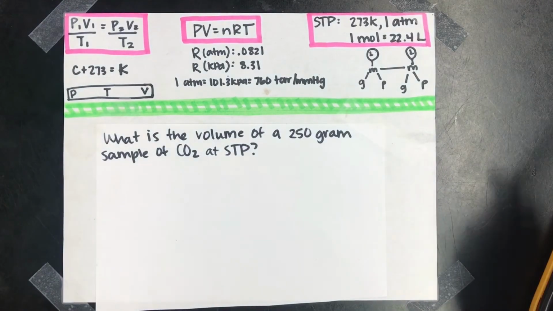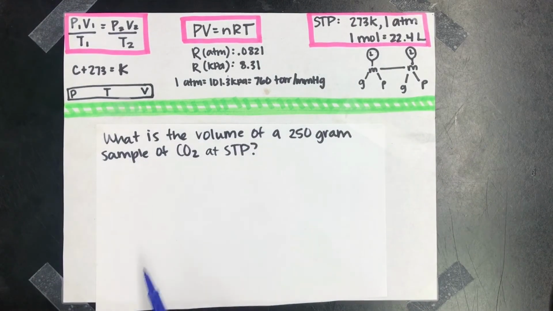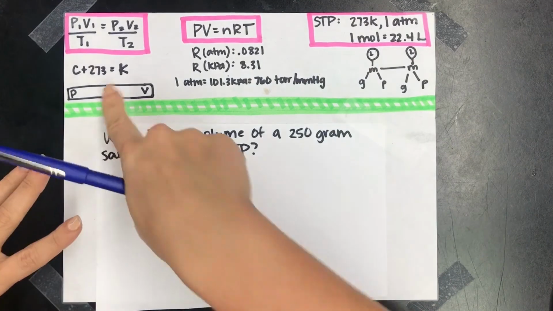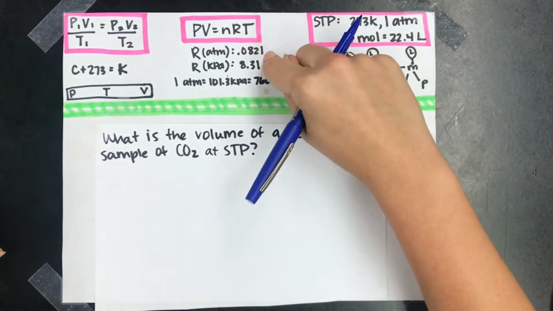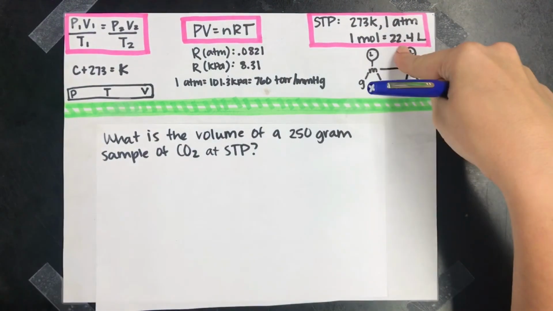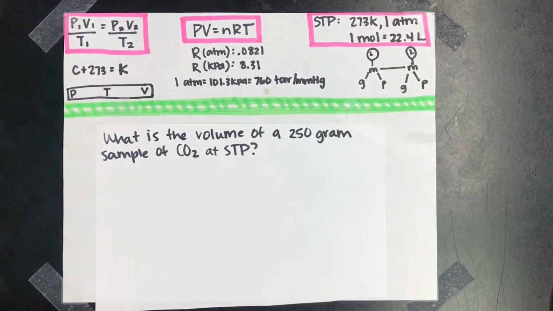Alright, and then let's do one more. When I read this problem, it says, what is the volume of a 250 gram sample of CO2 at STP? Again, I'm looking for red flags. Is there a change happening? Are there multiple units of the same type of measurement? Are moles or grams mentioned? And if so, is it at STP? Red flag here is STP.